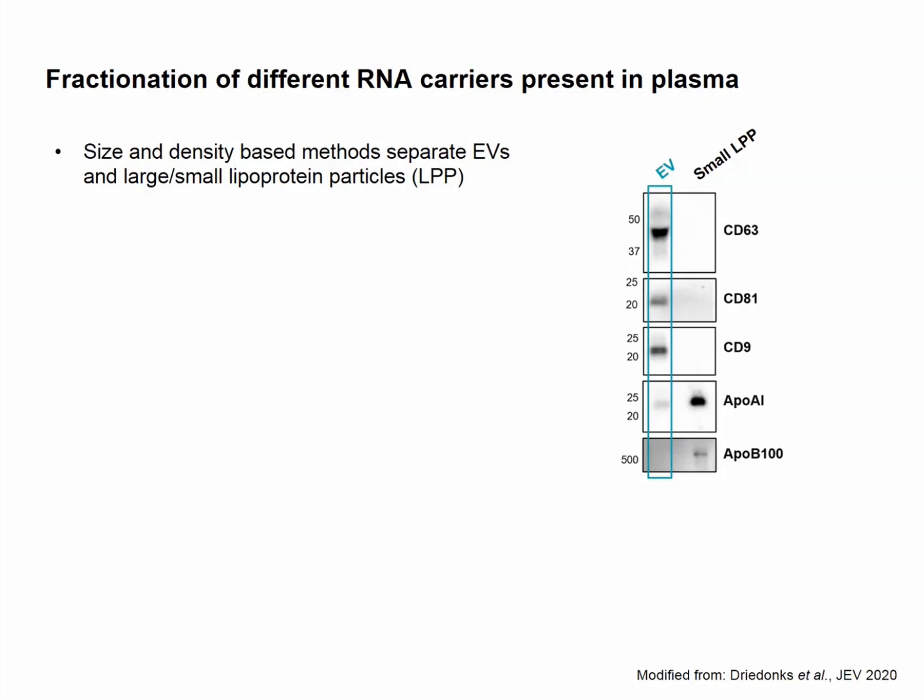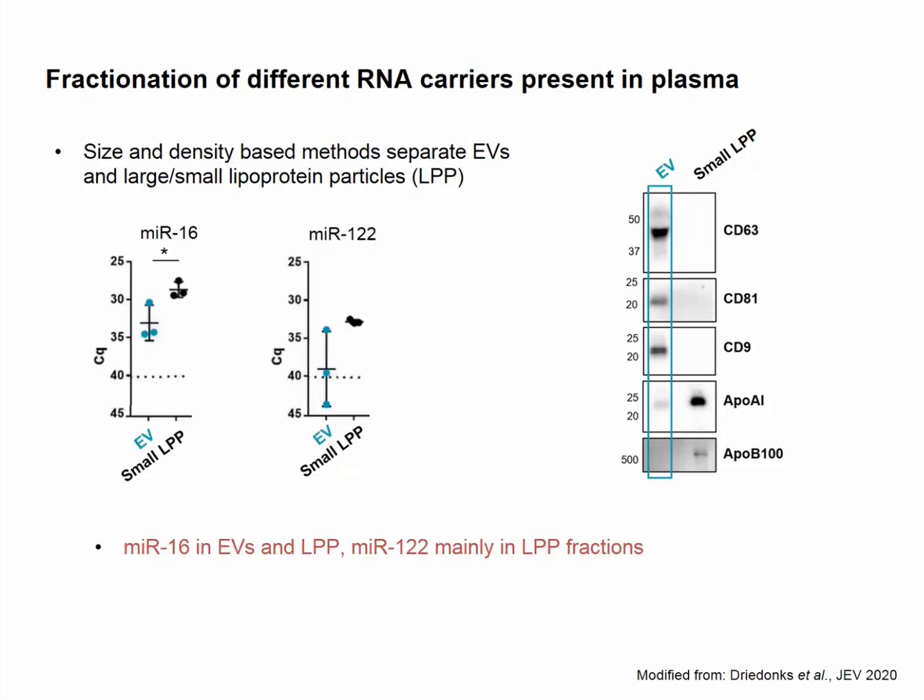Next, we quantified Y-RNAs in these fractions, as well as 2 well-known microRNAs for controls. MicroRNA 16 is known to be present both in EVs and lipoprotein particles, and microRNA 122 is predominantly found in lipoproteins. This is indeed what we observed in our qPCR data. MicroRNA 16 was enriched both in EVs and LPPs, whereas microRNA 122 was only detected in lipoprotein fractions.